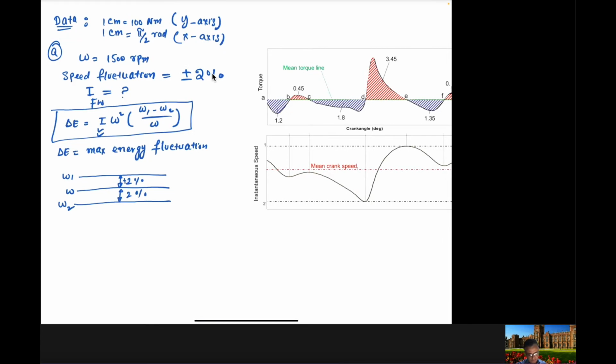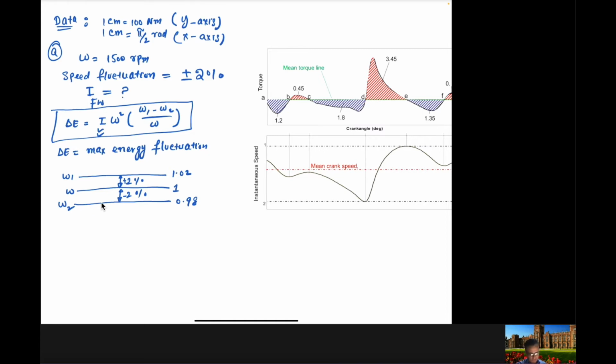So this is positive and this is negative. This means that you can allow plus minus 2%, so 2% in this direction and then 2% in this direction. From these you can calculate this term here, omega 1 minus omega 2 divided by omega. So now if you assume that this is 1 here, then this will become 1.02, and then this will become 0.98.